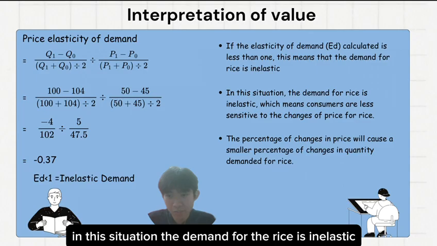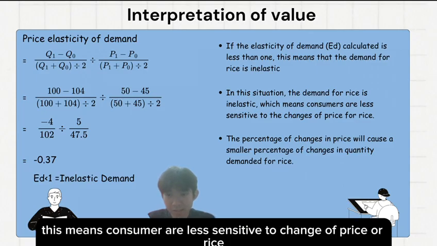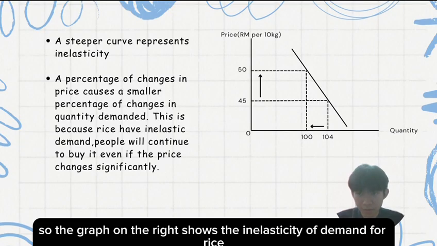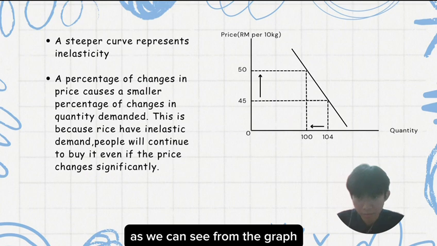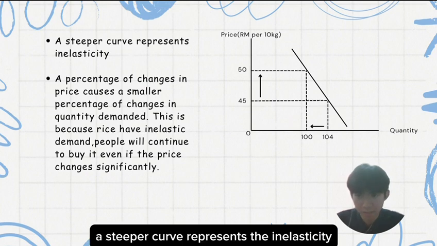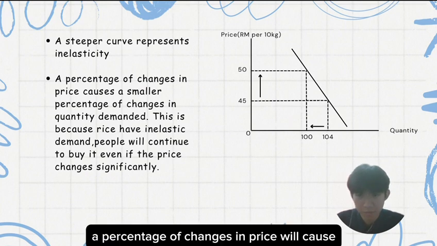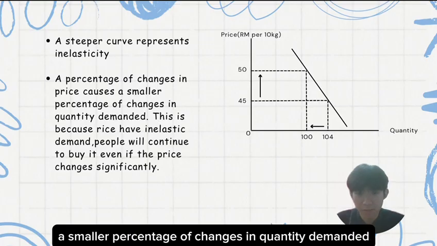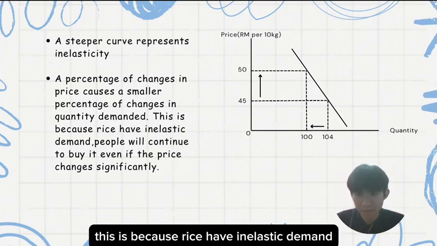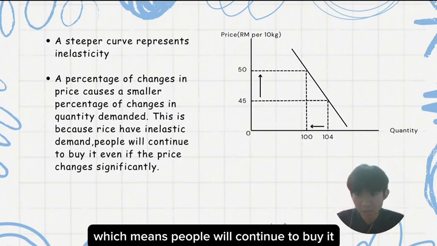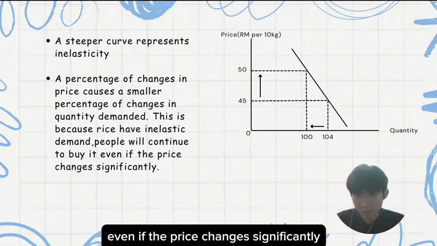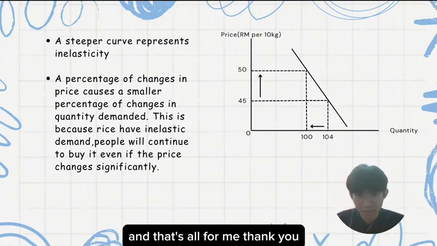In this situation, the demand for rice is inelastic. This means consumers are less sensitive to changes in the price of rice. So the graph on the right shows the inelasticity of demand for rice. As we can see from the graph, a steeper curve represents inelasticity. A percentage change in price will cause a smaller percentage change in quantity demanded. This is because rice has inelastic demand, which means people will continue to buy it even if the price changes significantly. And that's all from me.